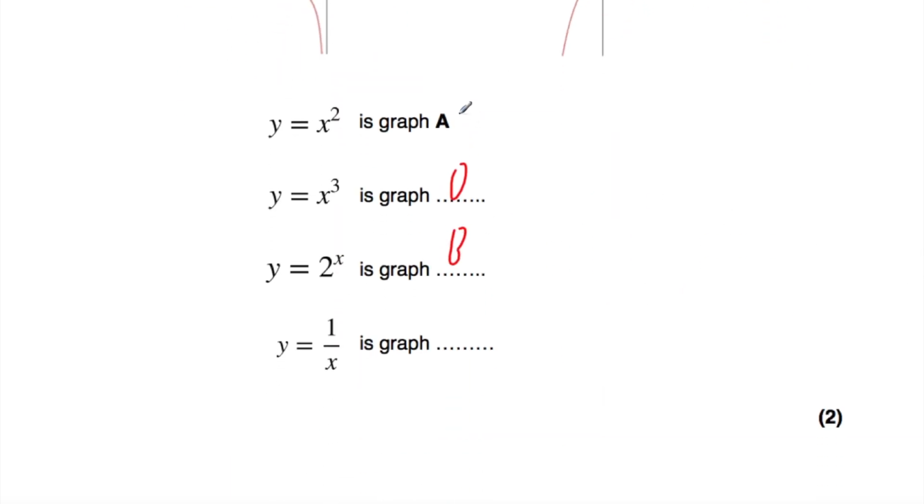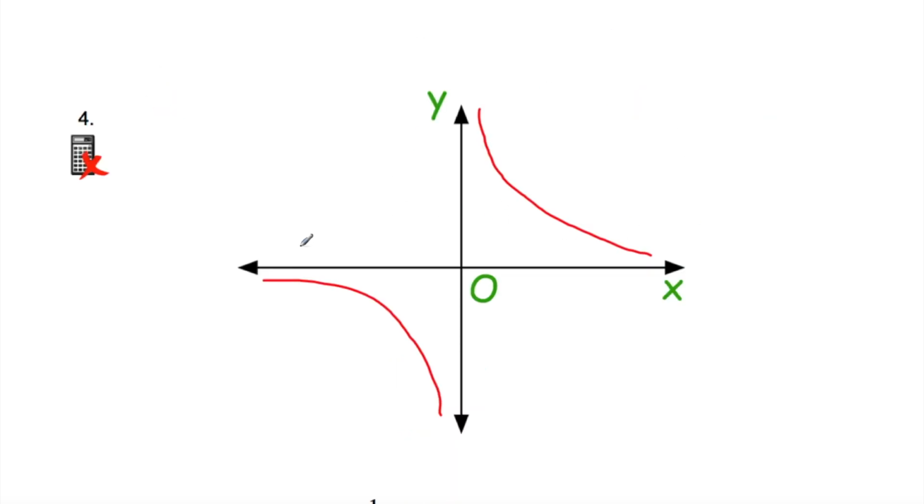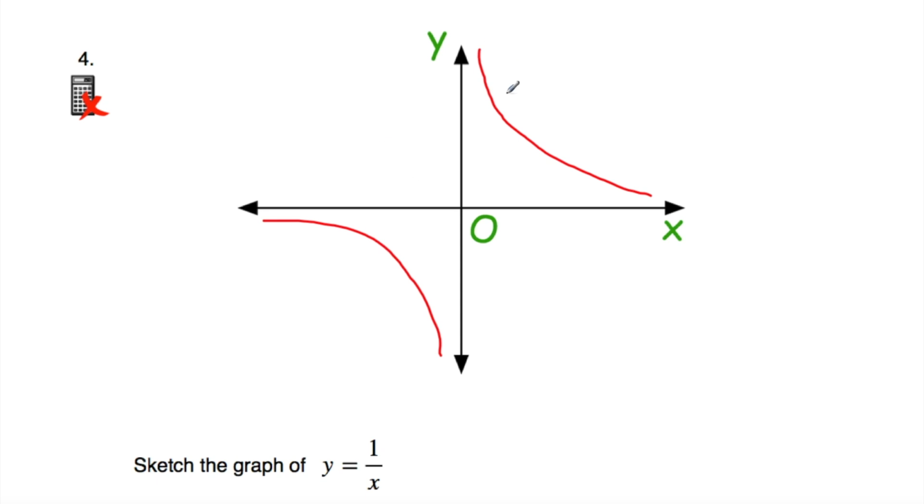And then that means if we've got A, B, and D, this must be C. So this is the graph of y equals 1 over x. And if we think back to our question earlier on where we had a sketch of the graph y equals 1 over x, we had the same graph, the same shape, this reciprocal graph.